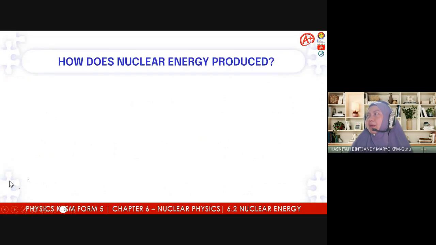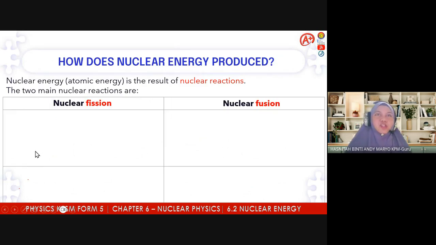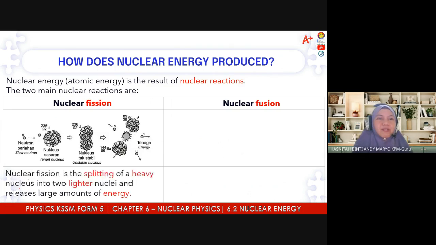So first, let us take a look at how does nuclear energy produce. So nuclear energy is produced from a process called nuclear reaction. And as we see, there are two types of nuclear reaction. The first one is called nuclear fission, and the second one is called nuclear fusion. So what is nuclear fission, student?